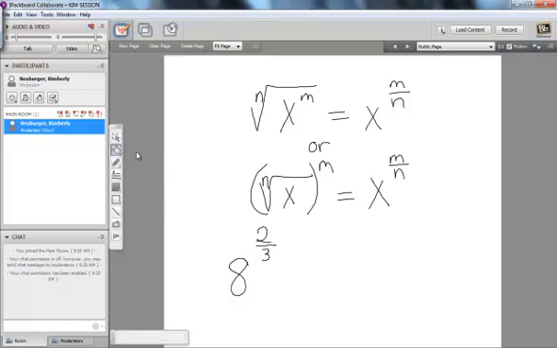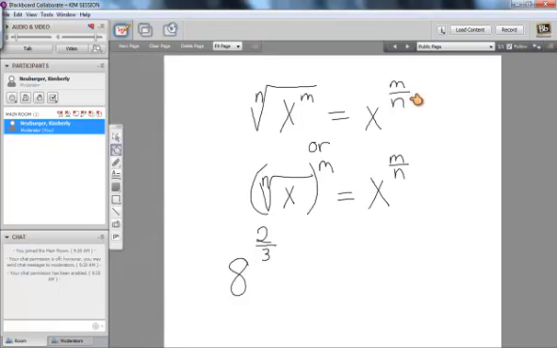Hi class, today we're going to take a look at rational exponents. A rational exponent is when you have a fraction for your exponent on your base that you have here. It can be a number, it could be a letter, it won't really matter. But this here is going to be a fraction, so m and n will be numbers in most cases.